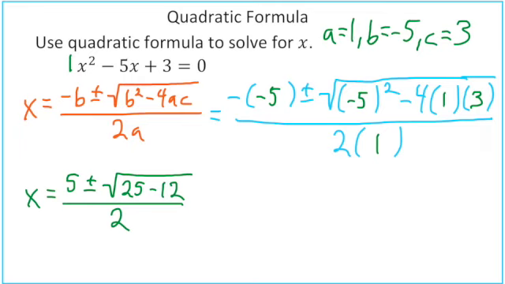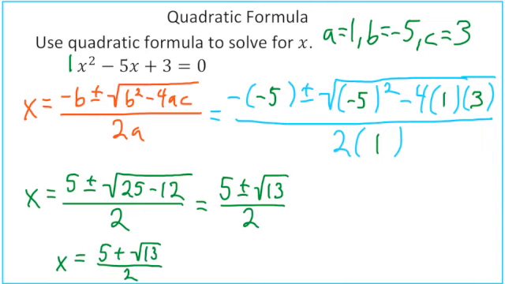Now we go ahead and simplify this by going 25 minus 12 to get 5 plus or minus radical 13 over 2. Unlike the two previous problems, radical 13 is not a perfect square. So you could stop right here. That's your answer. Sometimes teachers will like you to go ahead and split it anyways into 5 plus radical 13 over 2 or 5 minus radical 13 over 2.